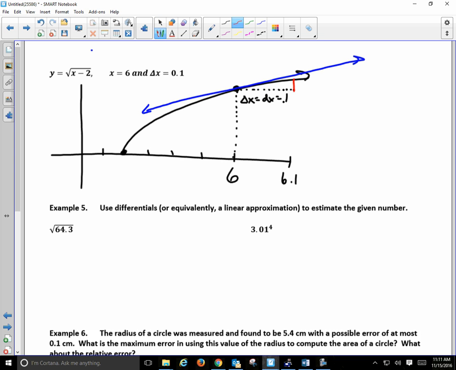So this red segment, is that going to be delta y or dy? Did I draw to the function or to the derivative? I drew it to the function, so therefore it is delta y. As I draw to the derivative, then that is dy.